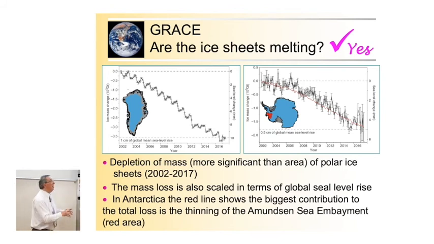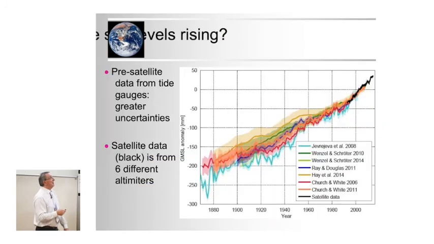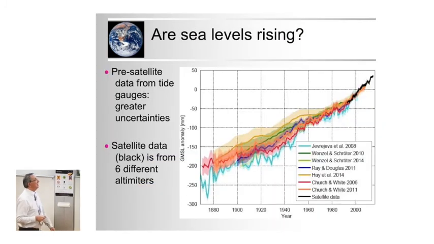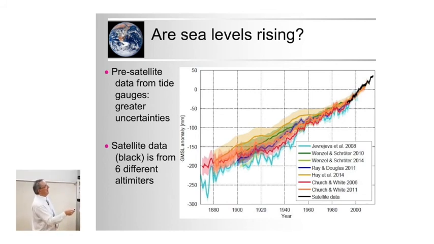Not just in area, not even in volume, but in mass. Mass of water is disappearing. Okay? There isn't any scientific doubt about it. Are sea levels rising? Okay, well, this early stuff is tide gauge data, and that's really difficult to use. But this isn't one black line, it's actually about 20. They're raised from altimeters on satellites, and they all agree, and you can see sea levels are rising.